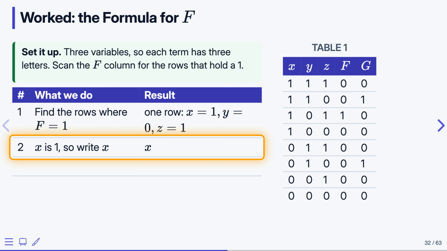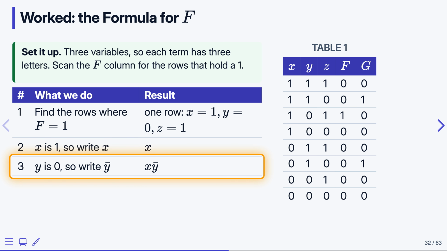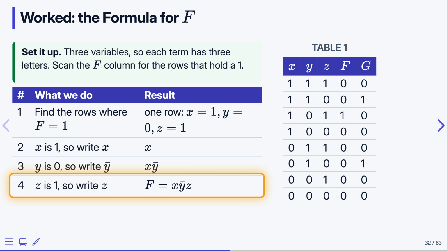Step 2. In that row x is 1, so we write a plain x. Step 3. In that row y is 0, so we write bar y. Step 4. And z is 1, so we write a plain z, put them together, and F equals x bar y z. One row, one term.